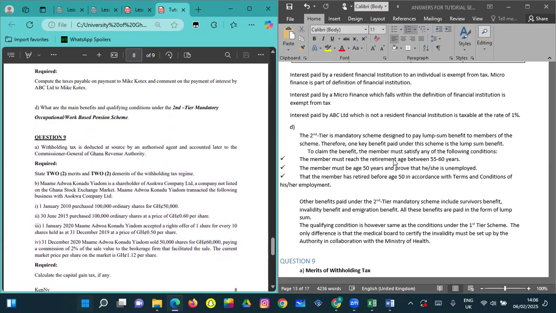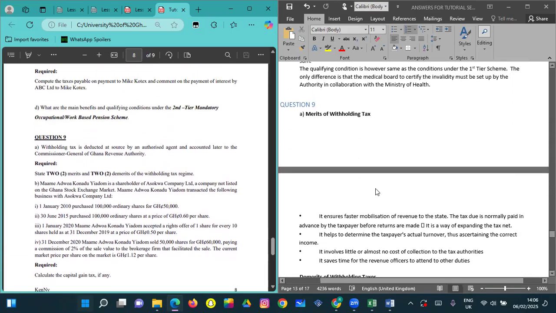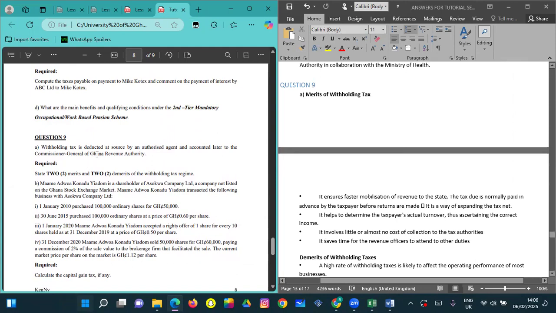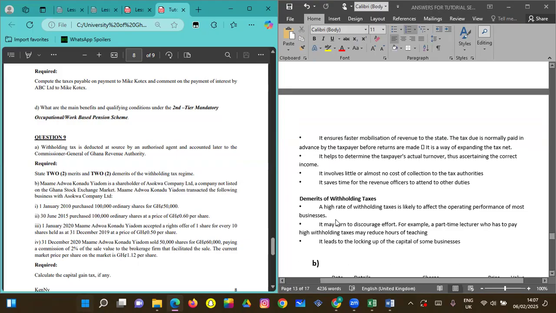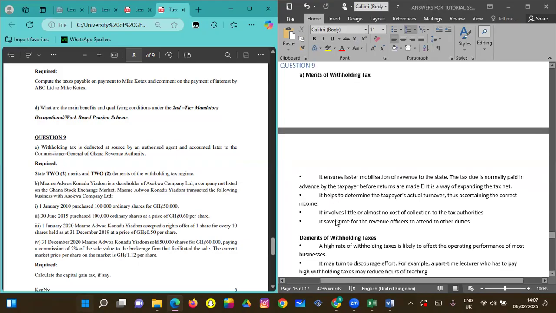Question 9 is asking for: withholding tax is deducted at source by authorized agents and accounted later to the Commissioner General of Ghana. So state two merits and demerits of the withholding tax regime. So these are the merits, and these are the demerits. So you can go to merits and then demerits.